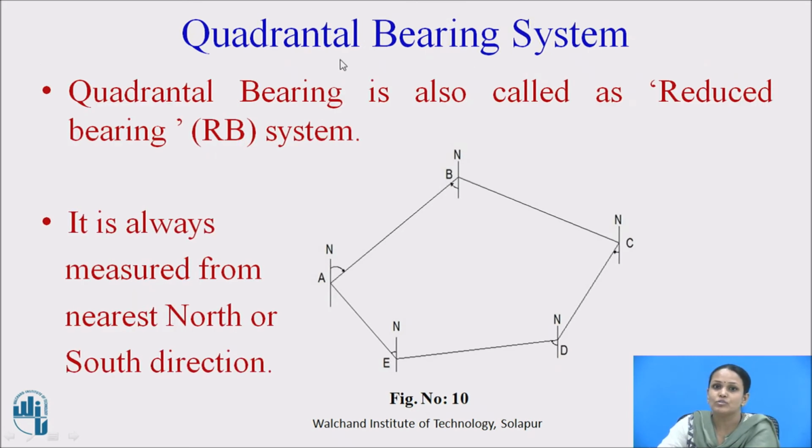The next one is the quadrantal bearing system. Quadrantal means here we will consider only the north and south direction to measure the bearing of survey lines. It is also called the reduced bearing system. So we can measure the bearing of a survey line with respect to the nearest south direction or the nearest north direction.